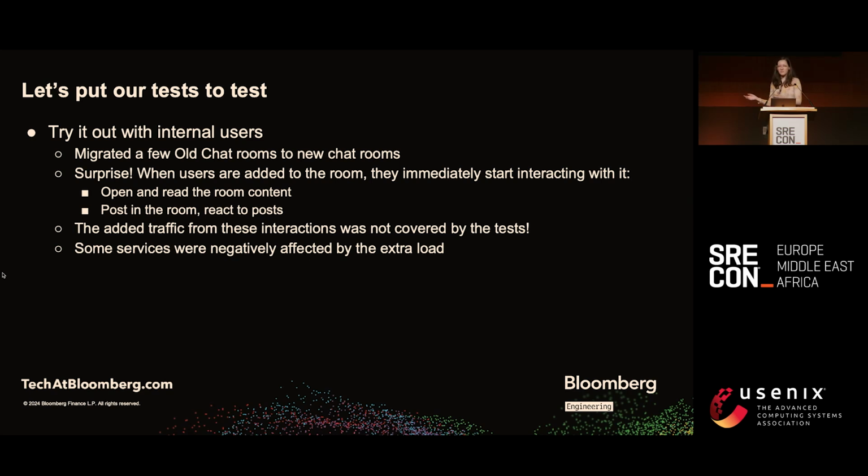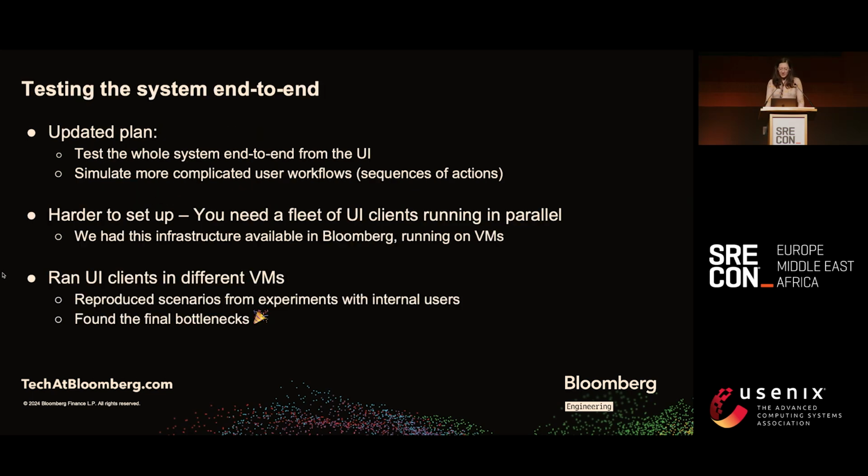This is madness, and our tests had not at all accounted for this extra interaction with the system. And there are a lot of other interactions from the UI application that we also hadn't really been aware of. So some of our services did see some negative impact, so it's clear we needed to update our tests. We needed to test the whole system end to end, including the UI, and also simulate more complicated sequences of user actions.